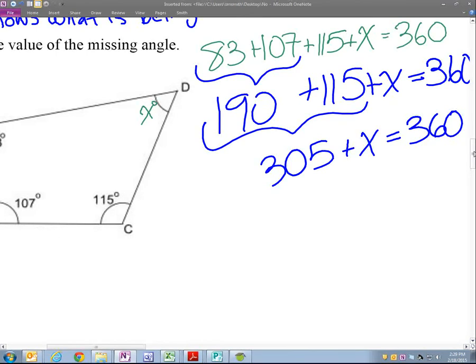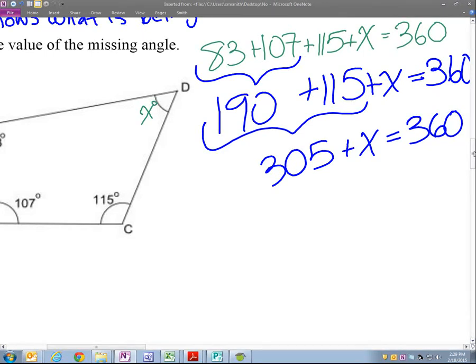True, but that's not answering the question. If I ask you what's happening to x and you say 360 minus 305, that doesn't answer it. That's the goal. What's happening as you look at this without any math? What is happening to x? Good, yeah, 305 is being added to it.